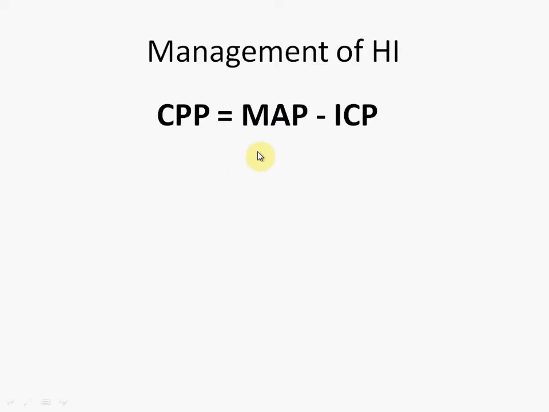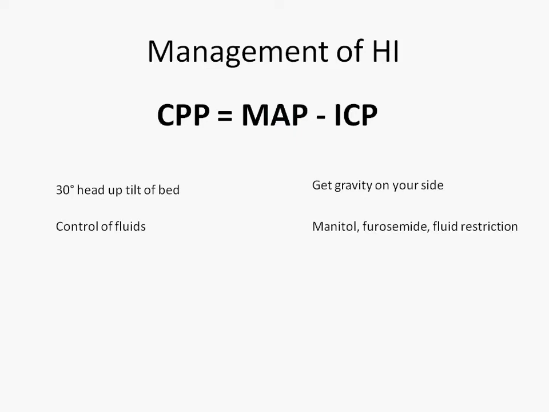So there's a few things we can do. We can put the head of the bed 30 degrees of tilt upwards. This is going to help get gravity on our side and to help limit the amount of cerebral edema that there's going to be. Don't nurse your head injury patient lying flat. Always put them head up. We're going to control fluids. We don't want to overload the system with too much fluid. So mannitol and furosemide, important diuretics that can be used, and fluid restriction may be needed to achieve a good cerebral perfusion pressure.